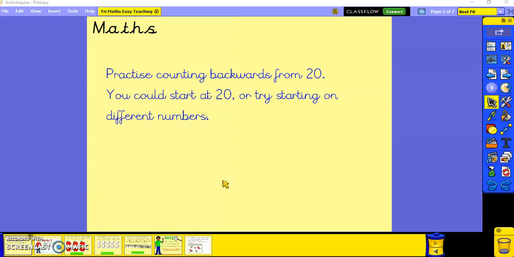So we're going to start off with a warm-up again today, all involving counting, because it will be useful again for our maths today. So we're going to practice counting backwards this time from 20. So we're going to start off by counting backwards from 20, and you can join in with me this time.